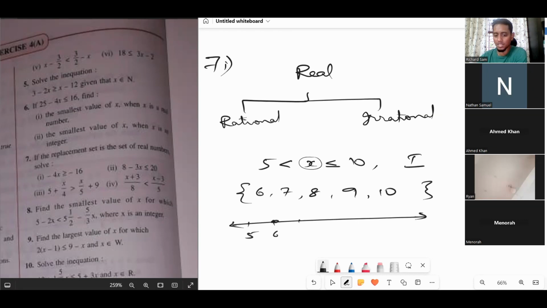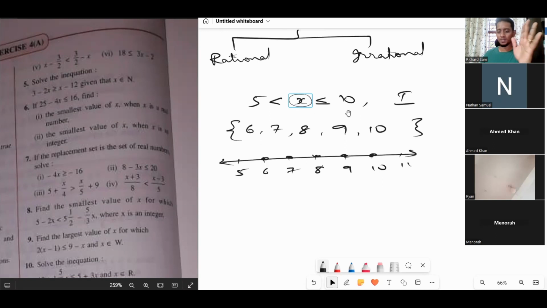You'll mark 6, 7, 8, 9, 10, and you'll write one more number after that, which is 11. This is how you'll represent this on a number line. Correct? Is this clear, everyone? This is if they're integers or natural numbers or whole numbers. This is how you would do it.